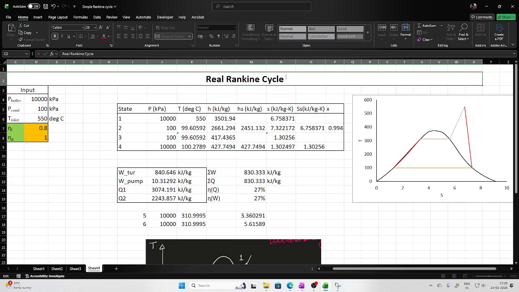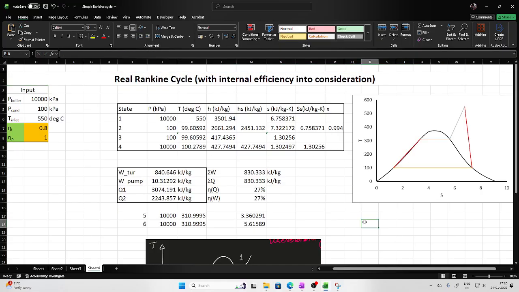That means with internal efficiency taken into consideration. So friends, in this way we can solve for the real Rankine cycle, that means the cycle in which the efficiencies of pump and turbine are taken into consideration. So in this lecture, till this point only, thank you very much for watching it.